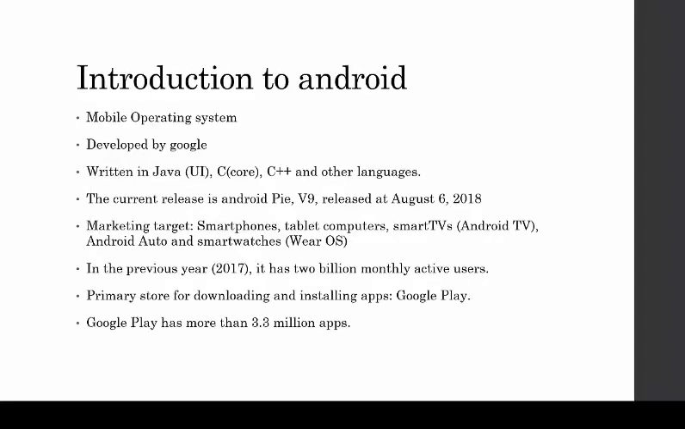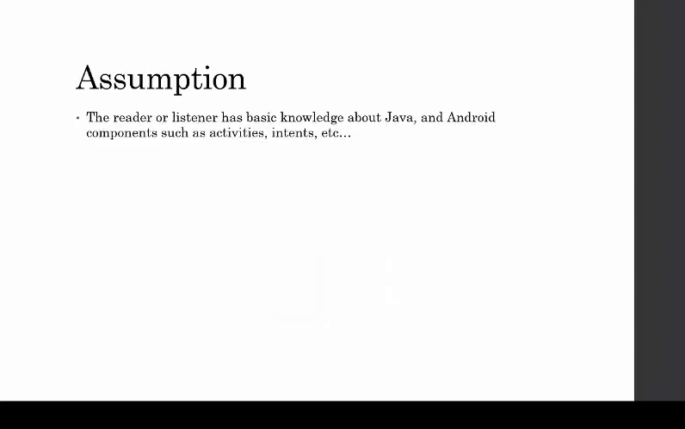Introduction to Android. It is a mobile operating system developed by Google. It is written in Java, C, C++, and others. The current release is version 9. Marketing targets smartphones, tablet computers, smart TVs. In the previous year, it has 2 billion monthly active users. The primary store for downloading and installing apps is Google Play. Google Play has more than 3 million apps.